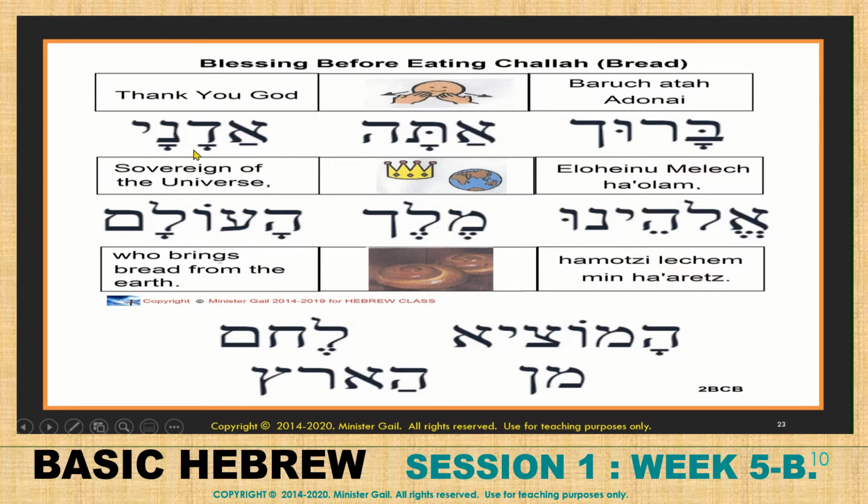Supposed to be an O, but they have an A there. N-A-I. So you can see how the Hebrew doesn't always match up with the spelled word. That's where you have to just know your consonants. Apostrophe, D, N, I. Your Orthodox Jews don't even look at the vowels.